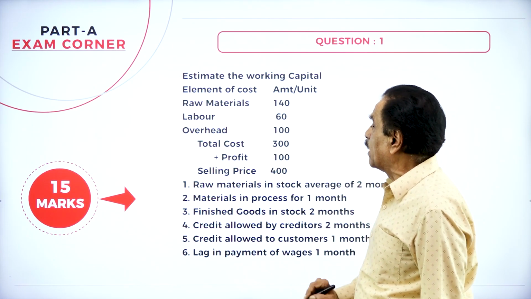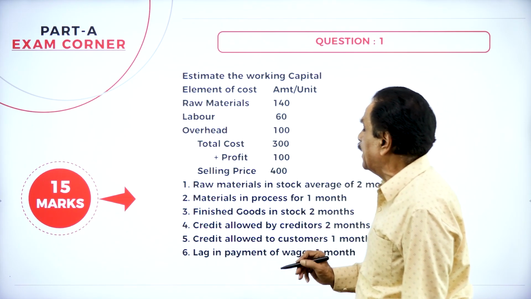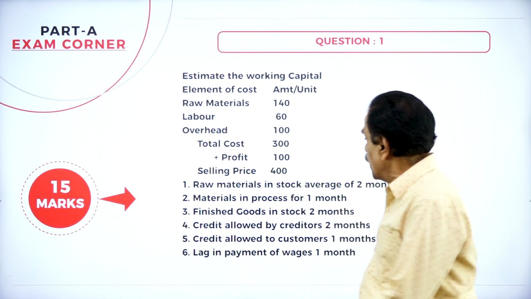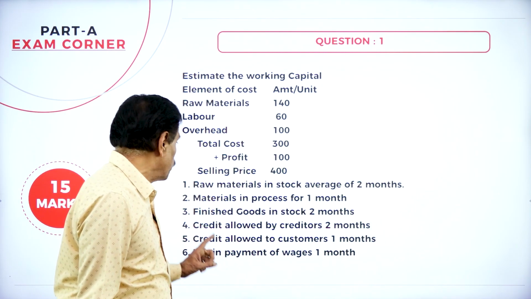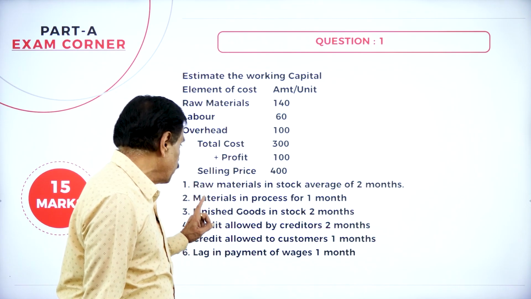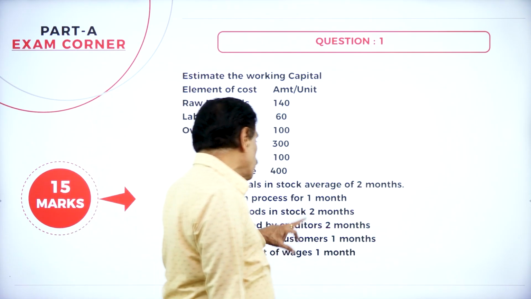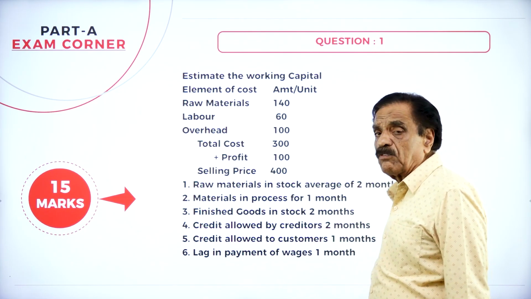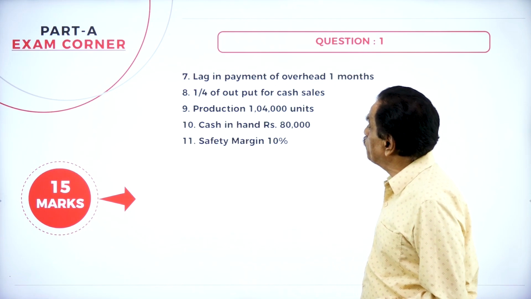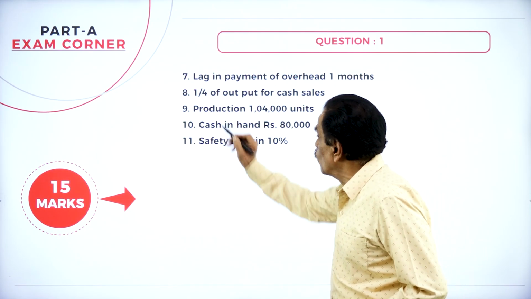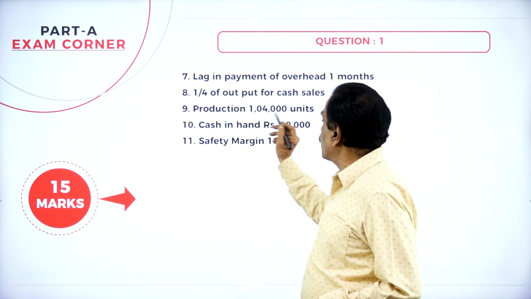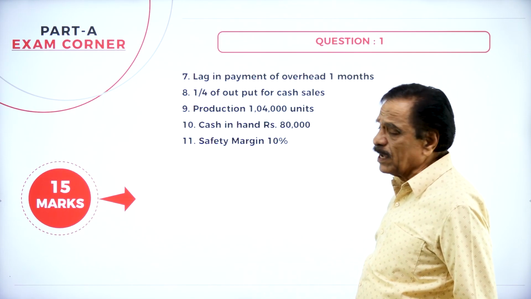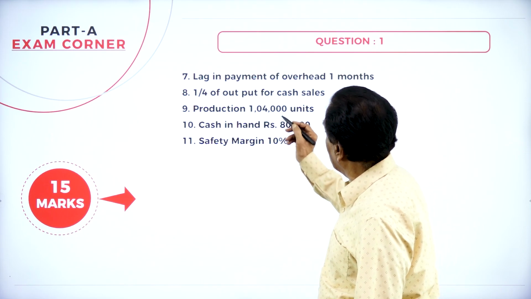Raw material per unit is 140, labor is 60, overhead is 100, total cost is 300, add the profit of 100, selling price is 400. Raw material in stock an average of 2 months, material in process for 1 month, finished goods in stock for 2 months, credit allowed by creditor is 2 months, credit allowed to customer, means debtor, is 1 month, lag in payment of wages means outstanding 1 month, lag in payment of overhead 1 month, 1/4 output is for cash sale, production is 1,04,000 units, cash in hand is 80,000, safety margin is 10%. Here, your total production is 1,04,000.